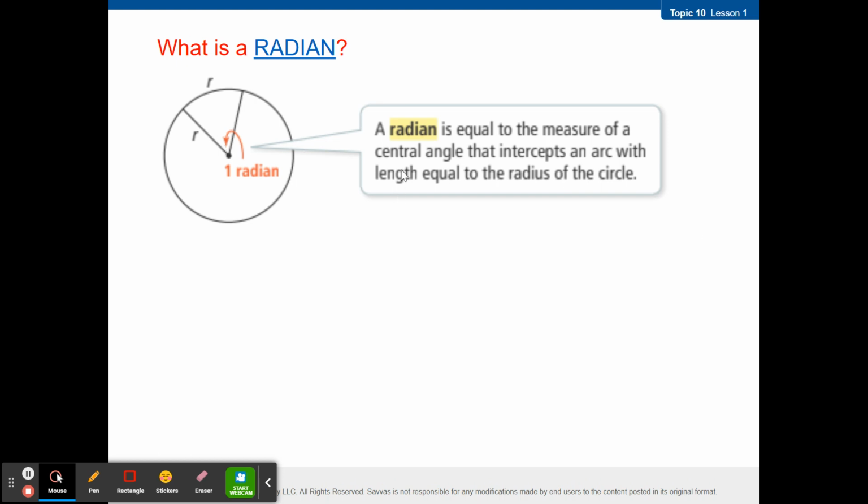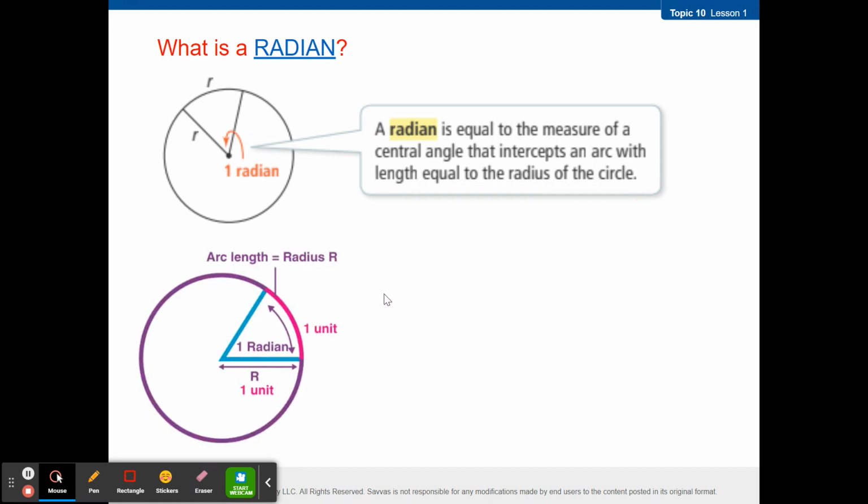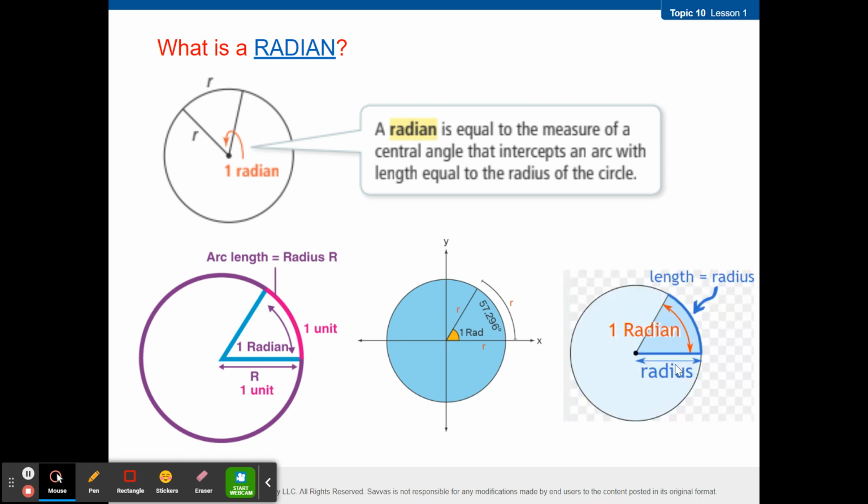Okay, so a radian is equal to the measure of a central angle that intercepts an arc with equal length to the radius of the circle. So these are just some other pictures that you can use to solidify this understanding. This is 1 unit here. This is 1 unit here. These two are equivalent, therefore you have 1 radian. If these are 2 radii, this arc should be equal to the radii, giving you a radian. Here's another picture. You have radius. The length of this is also equivalent to the radius. That gives you 1 whole radian, okay?